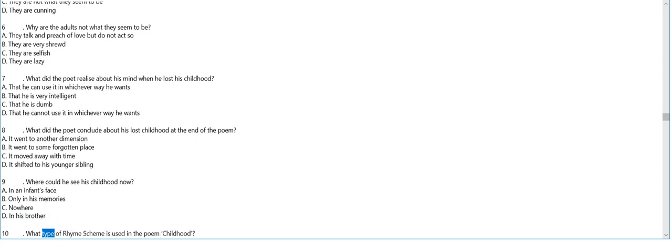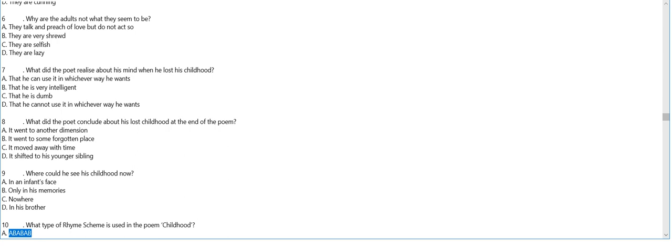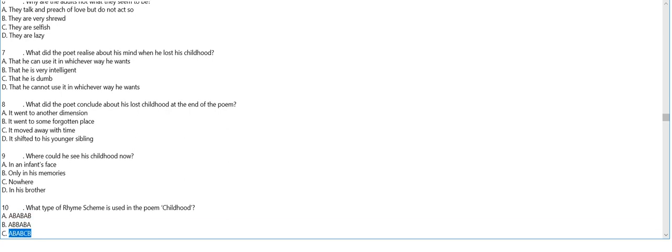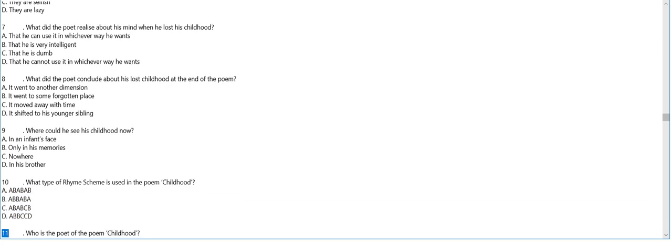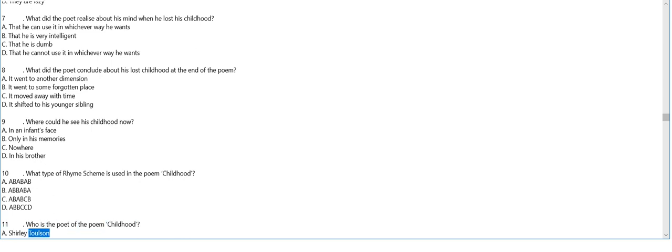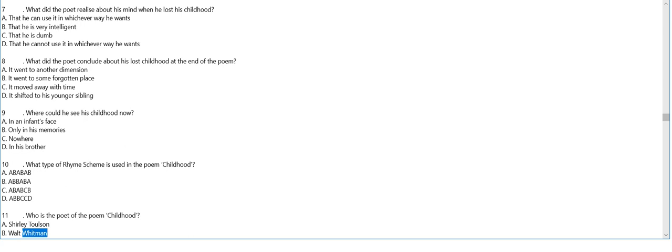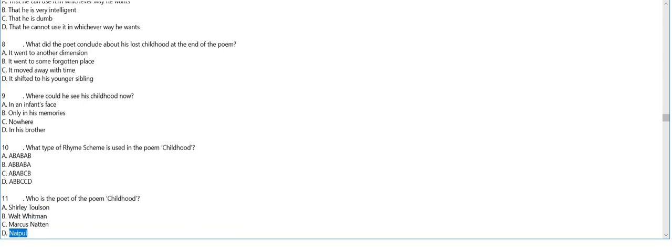10. What type of rhyme scheme is used in the poem Childhood? A. Abab. B. Ababa. C. Abab. D. Ab. 11. Who is the poet of the poem Childhood? A. Shirley Towson. B. Walt Whitman. C. Marcus Natton. D. Naple.